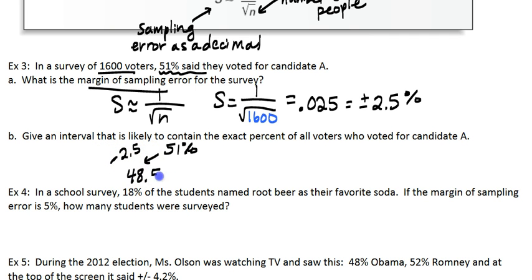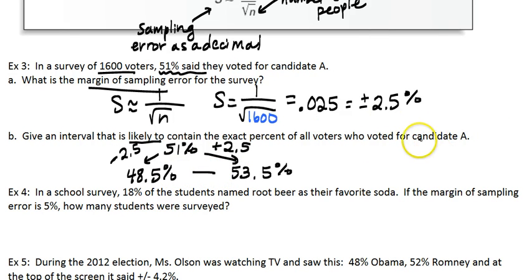The actual amount of people could be as low as 48.5%, or on the high end, add our margin of error, add 2.5. On the high end, it could be as high as 53.5%. So that is the interval. It's likely, and again, we don't know for sure, this isn't totally accurate because it's just a survey, but that interval is likely to contain the exact percentage.